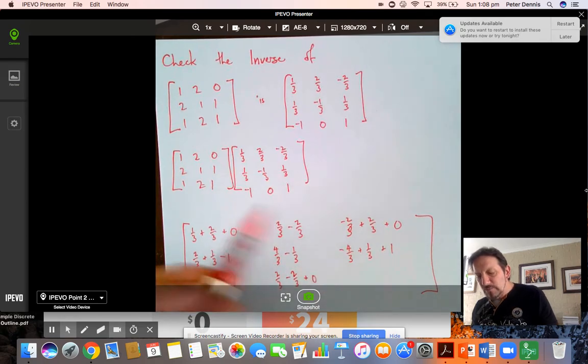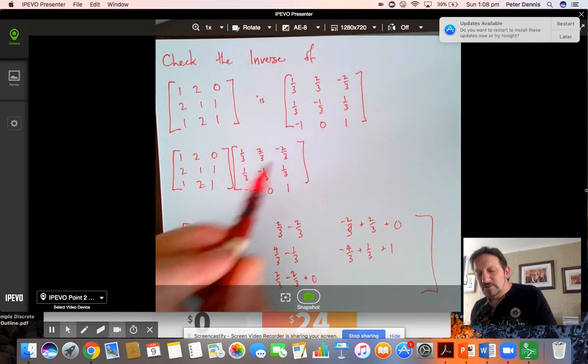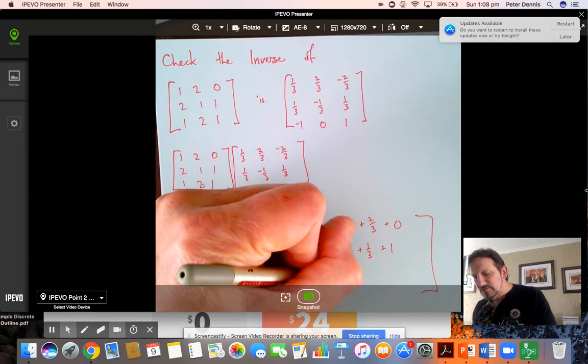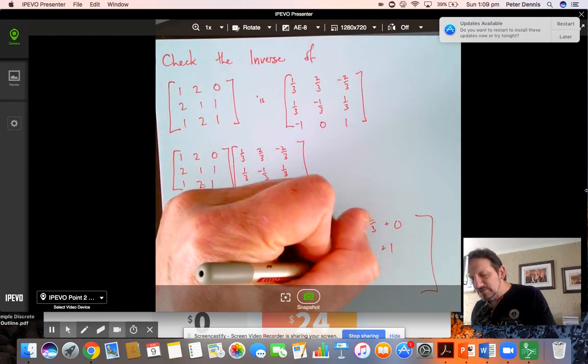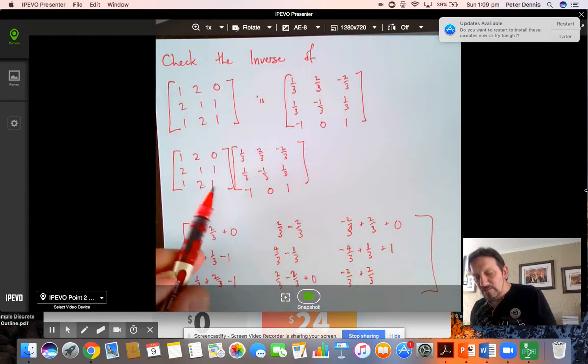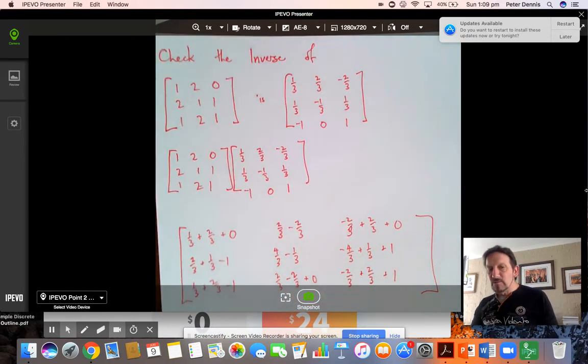And the last one, we want this to be 1. Remember, 1's down there, all the rest zeros. So 1 times minus 2/3 is minus 2/3. 2 times 2/3 is plus 2/3. And 1 times 1 is plus 1. So we get exactly what we wanted.